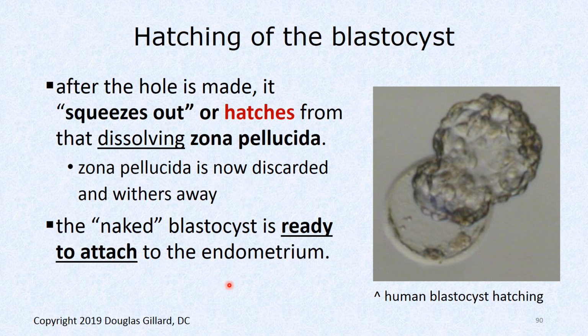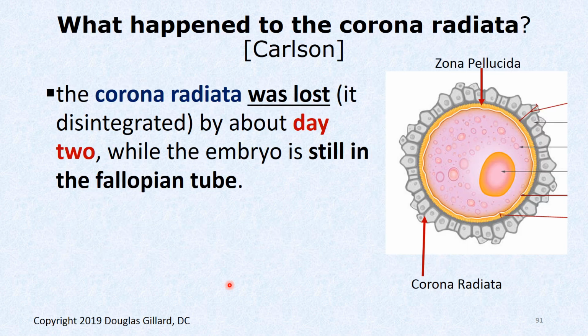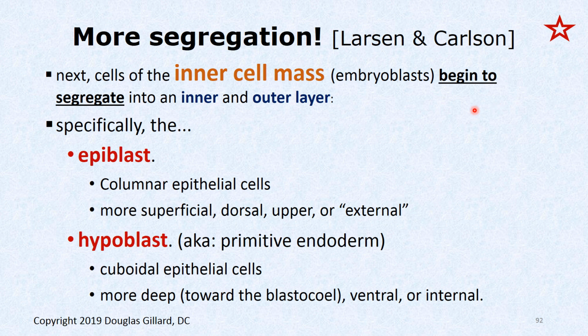I think that covers everything I said. Okay, we're ready for implantation. What happened? We already said this, right? Day 2, you lose the corona radiata. There's the corona radiata. Day 5, you lose the zona pellucida here. So we have a naked blastocyst swimming around in the salt water.